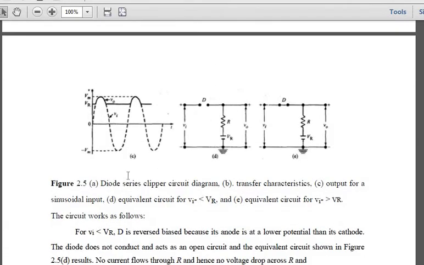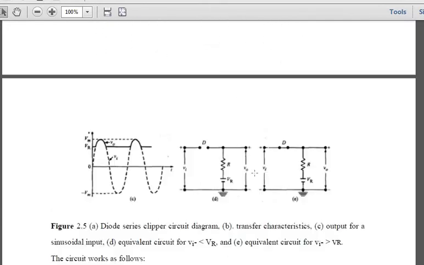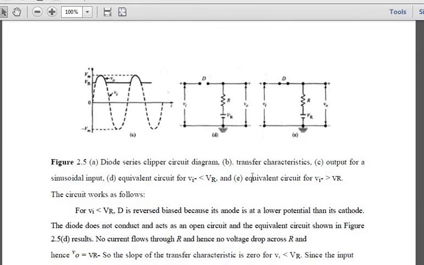So for the diode in series, we have shown in the figure the transfer characteristics of the diode for clipping below the reference level. Now the output of the sinusoidal wave, this particular part, the positive part, is clipped off. Sorry, this will be given as an output. This whole part will be clipped out in the equivalent circuit condition for Vi less than the reference voltage. This is the condition.